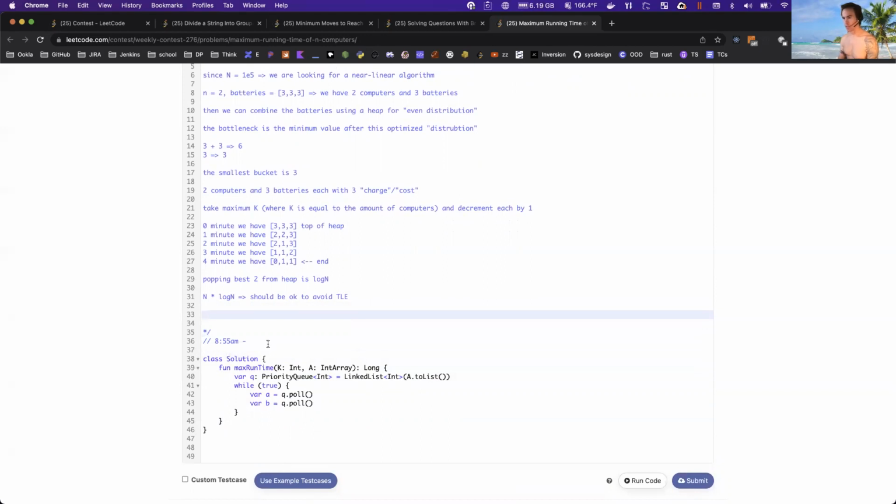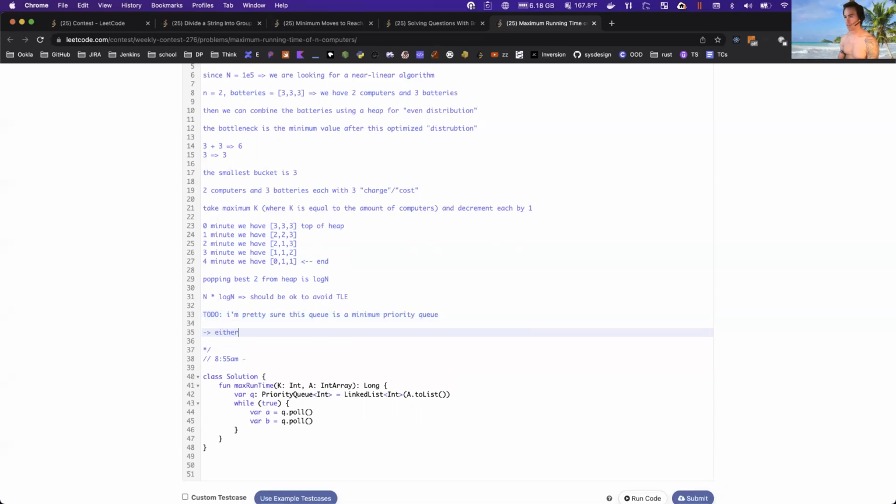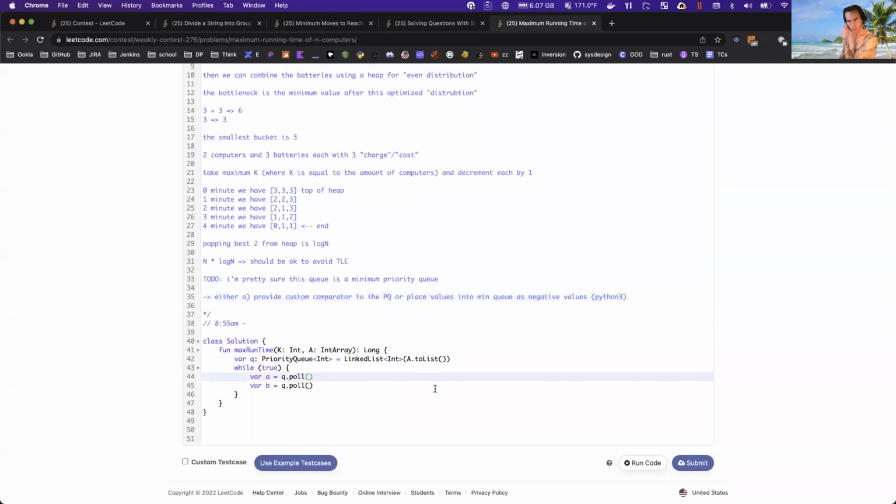All right, take the top two. Okay, actually, I'm pretty sure this queue is a minimum priority queue. So that means either override a custom comparator to the PQ, or place values into min Q as negative values. And that's what we do for Python 3, right? Okay, so anyhow, we'll have to fix this up.